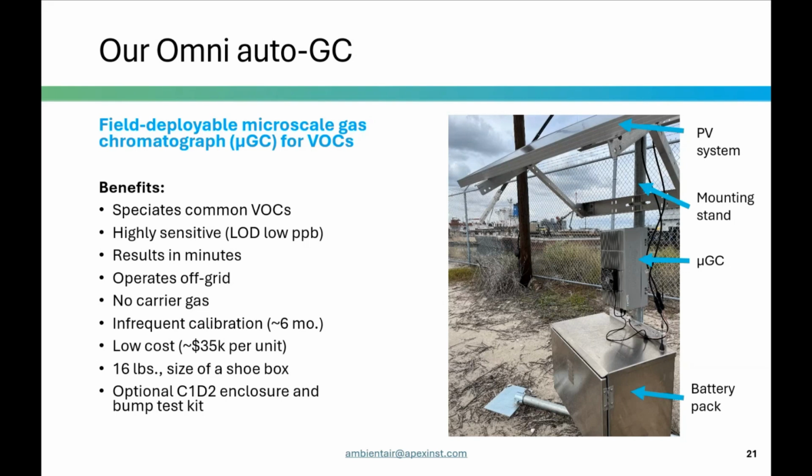You can adjust the sampling time to generate results in just a few minutes. It's able to operate fully off the grid with a solar panel and a battery backup. It does not require any carrier gas, so you don't need to be out there constantly changing gas cylinders. And it requires infrequent calibration, only once about every 6 months, because we're using capacitive detectors, which don't experience much signal drift. The overall unit's pretty low cost, and we also provide an optional C1D2 enclosure or a bump test kit.